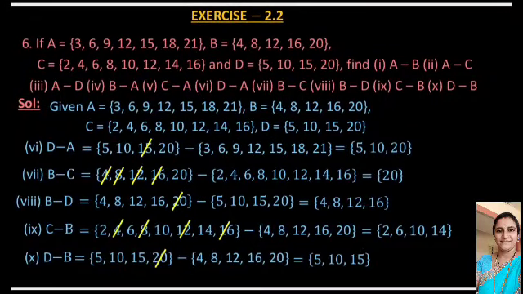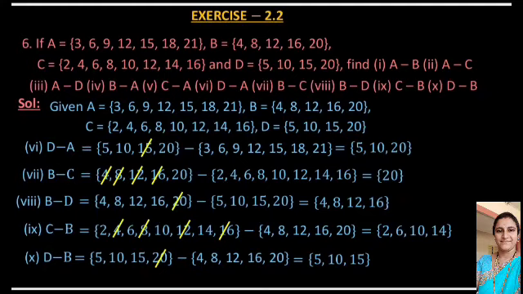Next question, D minus A. First we take the D set and after that the A set. What are the common elements in D and A? 15. So we strike out the 15 in the D set. Then we get the answer, the set of 5, 10, 20. Next one, B minus C. Take the B and C sets. What are the common elements? 4, 8, 12, 16 in both sets. So we strike out the 4, 8, 12, 16 in the B set. Then we get the answer, the set of 20.